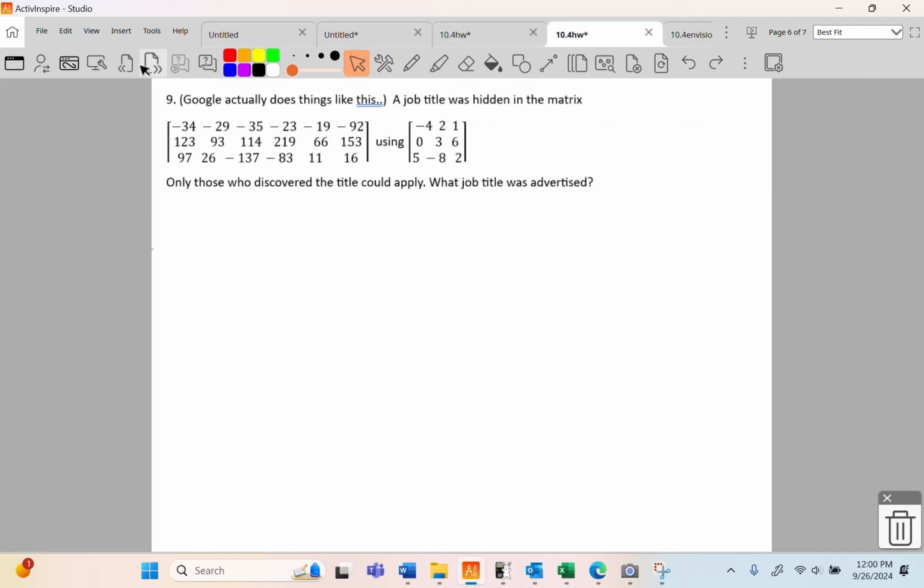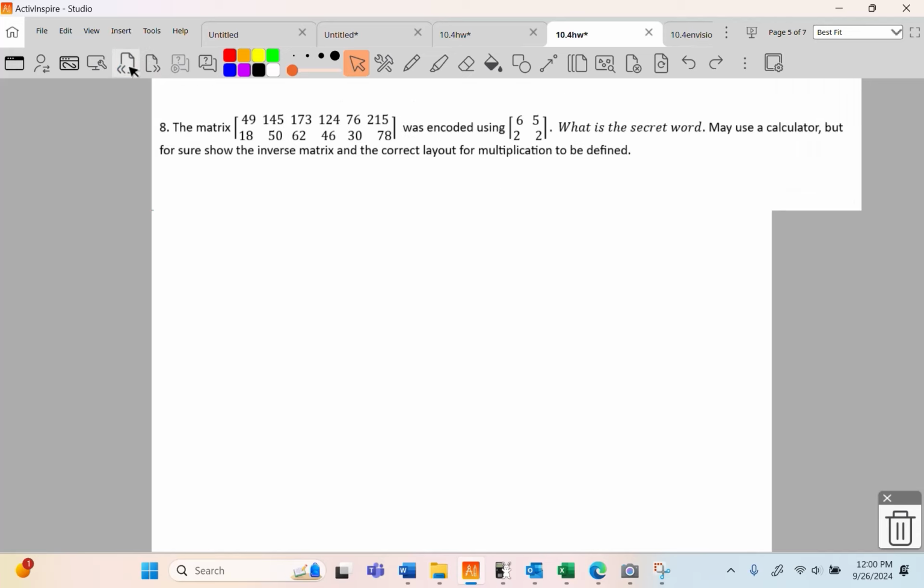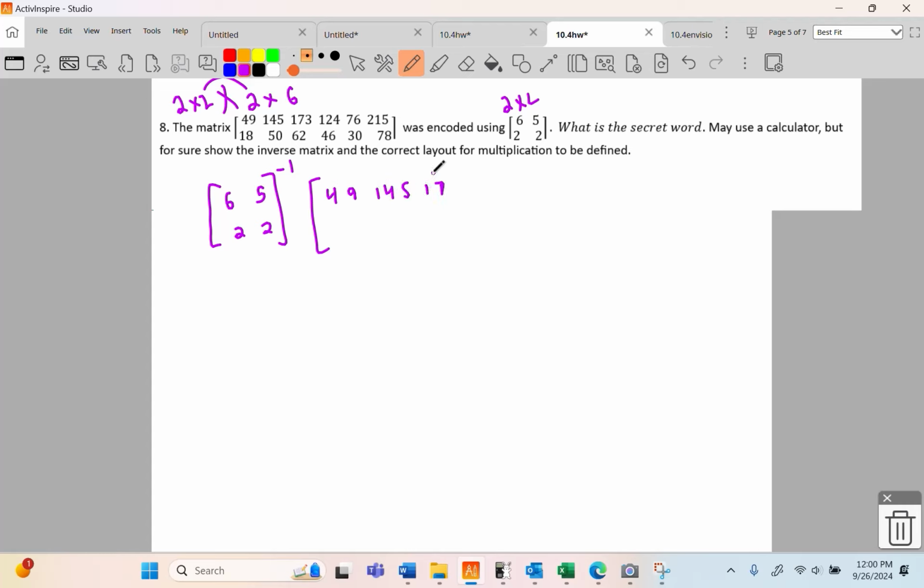Guys, let's see here. Let's do number 8. This matrix was encoded using that matrix. What is the secret word? All right, so first off, we're going to decode it. What we're going to do is take the inverse of this thing. And it's going to come first because this is a 2 by 2 and this is a 2 by what? 6? So it has to come first because the inside has to match. So order is a pretty big deal. And we're going to multiply it by that matrix. It's going to take me longer to push buttons than anything. I'll also have to write out A, B, C, D, E, F, G.